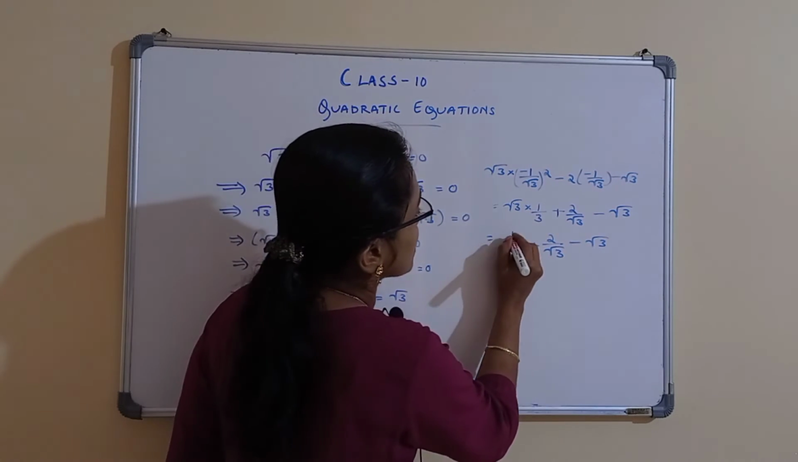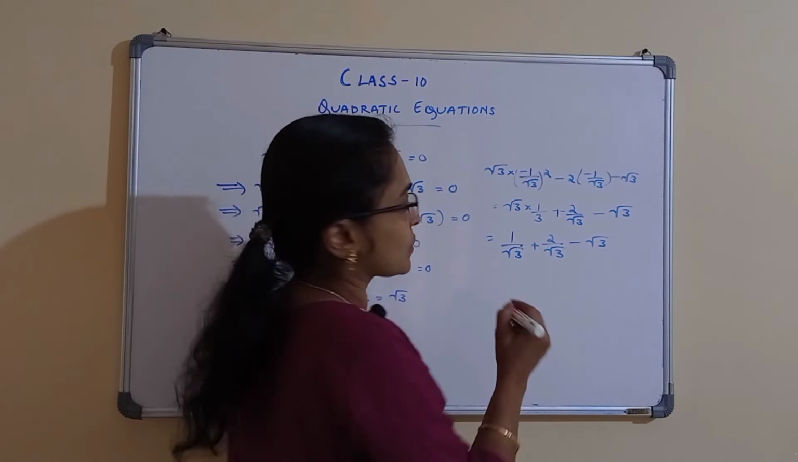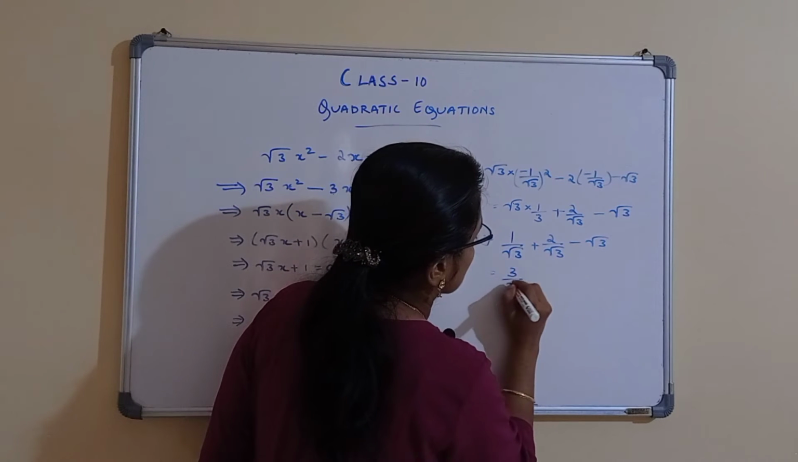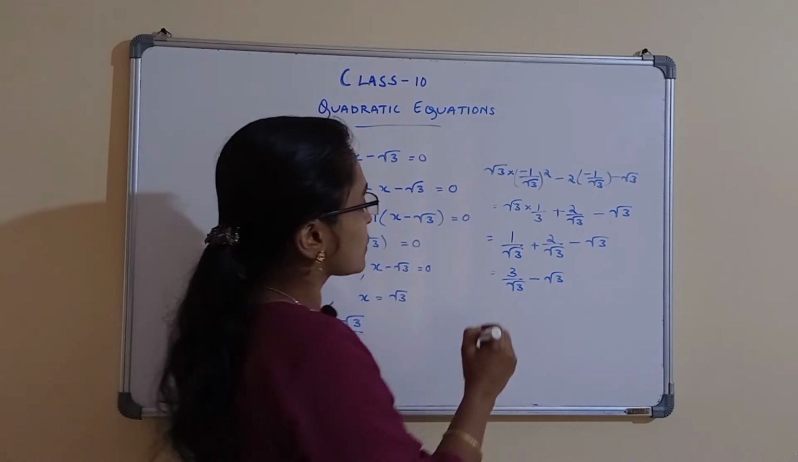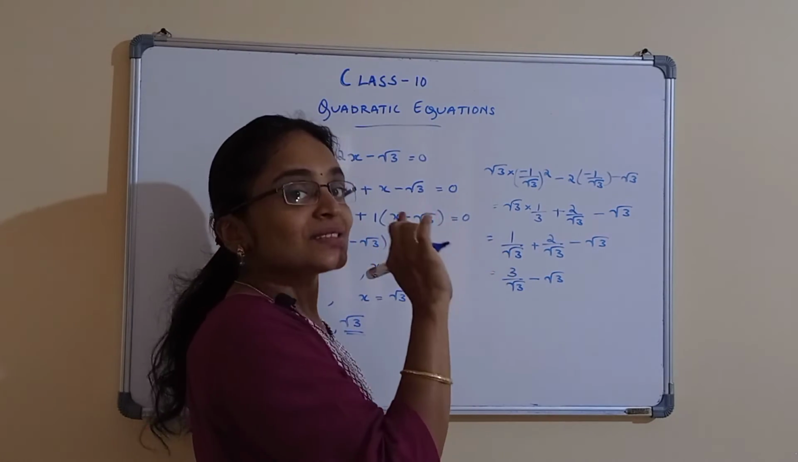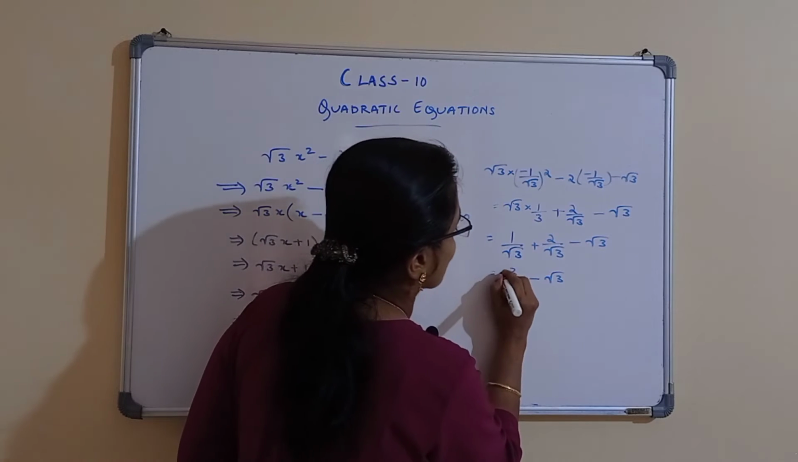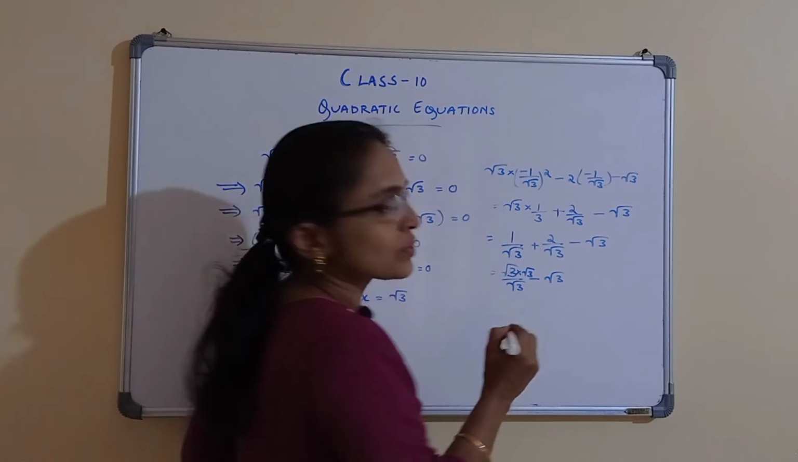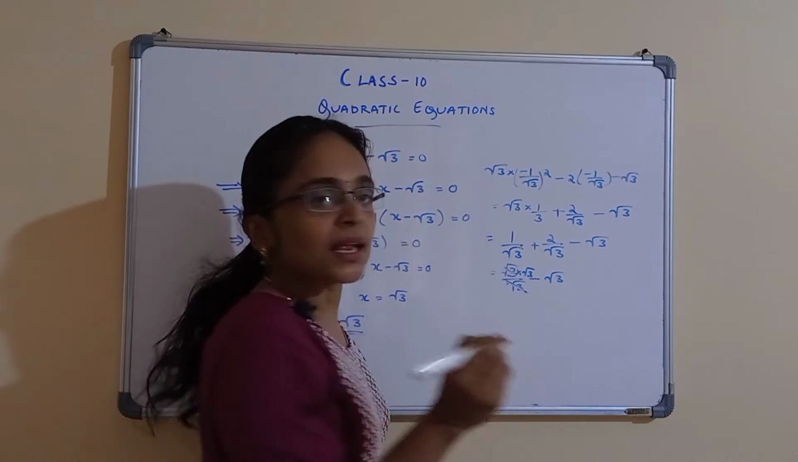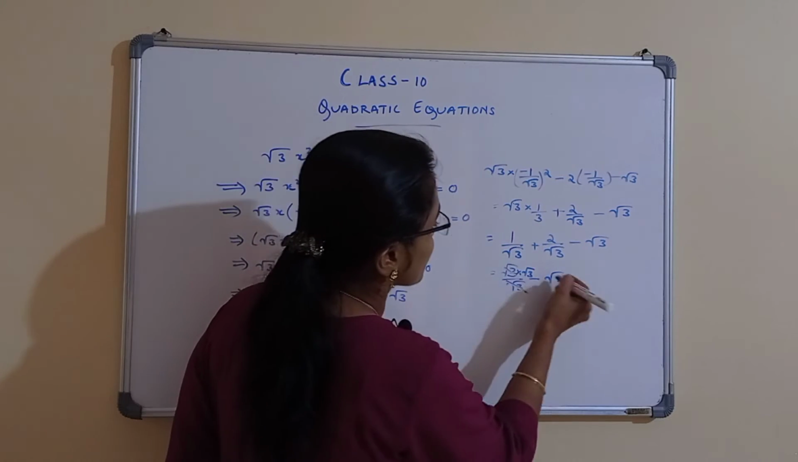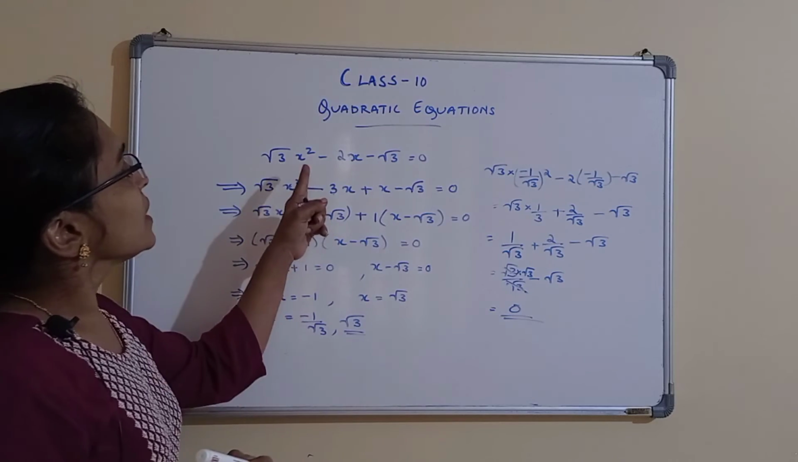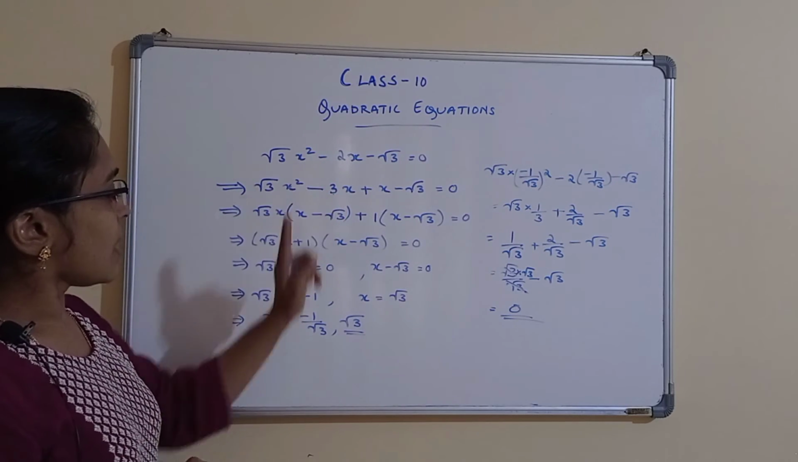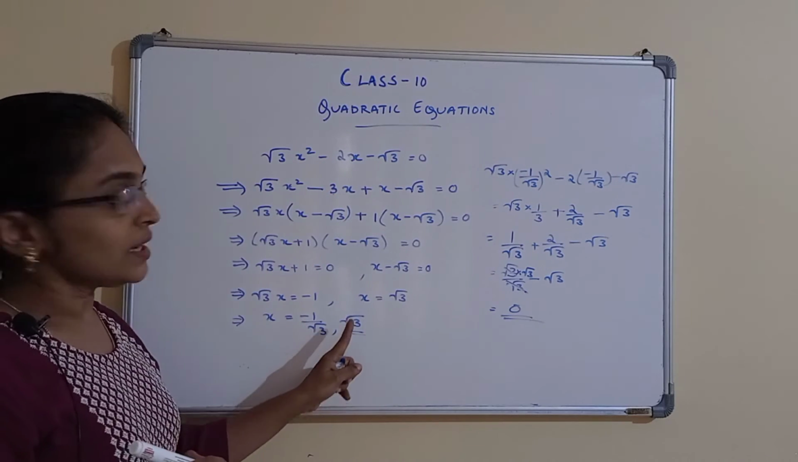Okay, so 1 plus 2 by root 3 is 3 by root 3, 3 by root 3 minus root 3. And what is 3 by root 3? 3 can be written as root 3 into root 3. So, root 3 into root 3 by root 3. So, this one root 3 will get cancelled. So, we have root 3 minus root 3 which is equal to 0. So, the roots of this are minus 1 by root 3 and root 3.